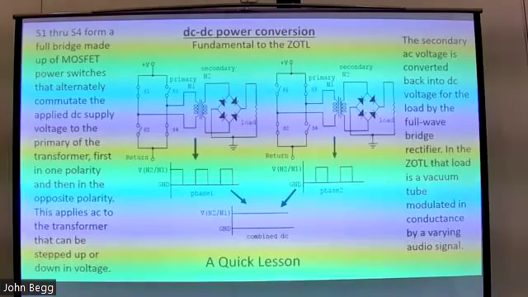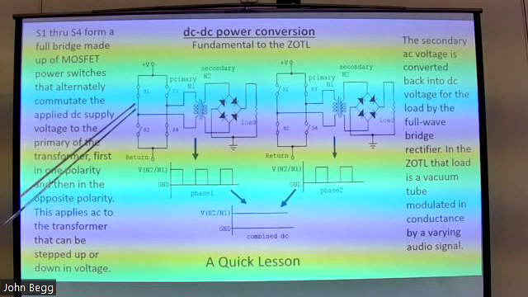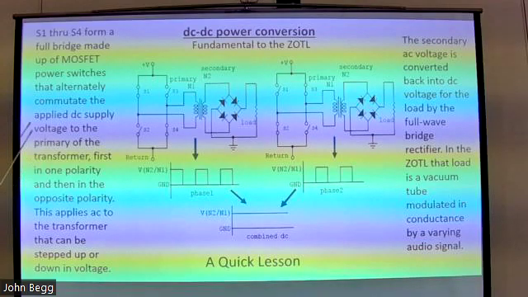Okay, so as I said, DC to DC power conversion is fundamental to the ZOTL. So let me try and go through this quick lesson. Switch 1 through switch 4 are MOSFET switches in what's called a full bridge. They alternately commutate the applied DC supply voltage, V plus, to the primary of the transformer, first in one polarity and then in the opposite polarity. This applies AC to the transformer that can be stepped up or down in voltage.